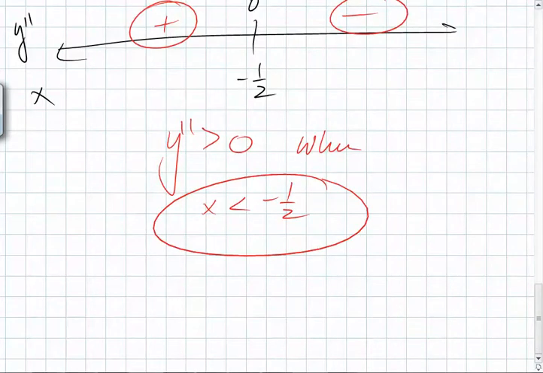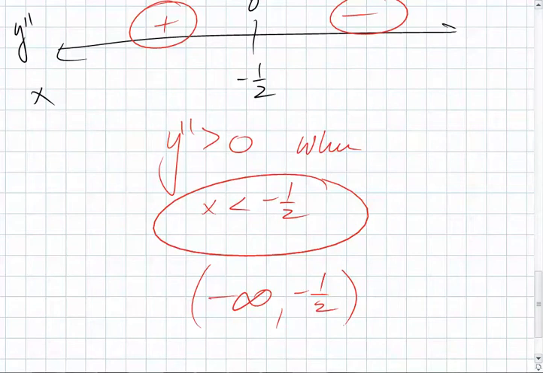Boom. You can also write that as an interval notation like this. Does it include negative a half? No, because the second derivative is 0 at negative a half, which means it is definitely not concave up.